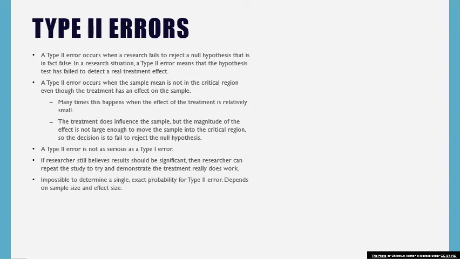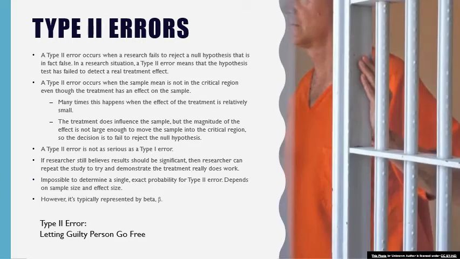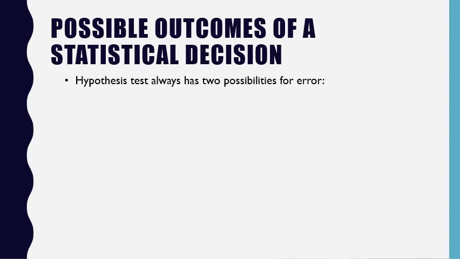It's impossible to determine a single exact probability for type 2 error. It depends on sample size and effect size. However, it's typically represented by beta, which is the Greek letter beta. So think of type 2 error as letting a guilty person go free. It's not as bad as type 1 error. Remember, type 1 error is the same as sending an innocent person to jail. So type 1 has much greater consequences. So let's look at possible outcomes of a statistical decision.